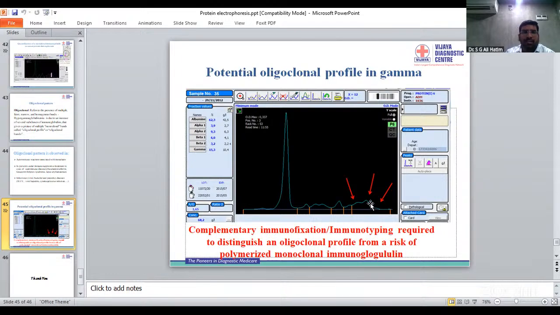How do we know whether it is an interference or a monoclonal immunoglobulin or an oligoclonal profile? To differentiate pathology from interference, we run the sample for immunotyping. When we do immunotyping or immunofixation, these interferences will be gone because the antisera will not react with them. We can clearly see that these interferences are not reflected in immunotyping or immunofixation. So these are the different interferences we can see in serum protein electrophoresis.